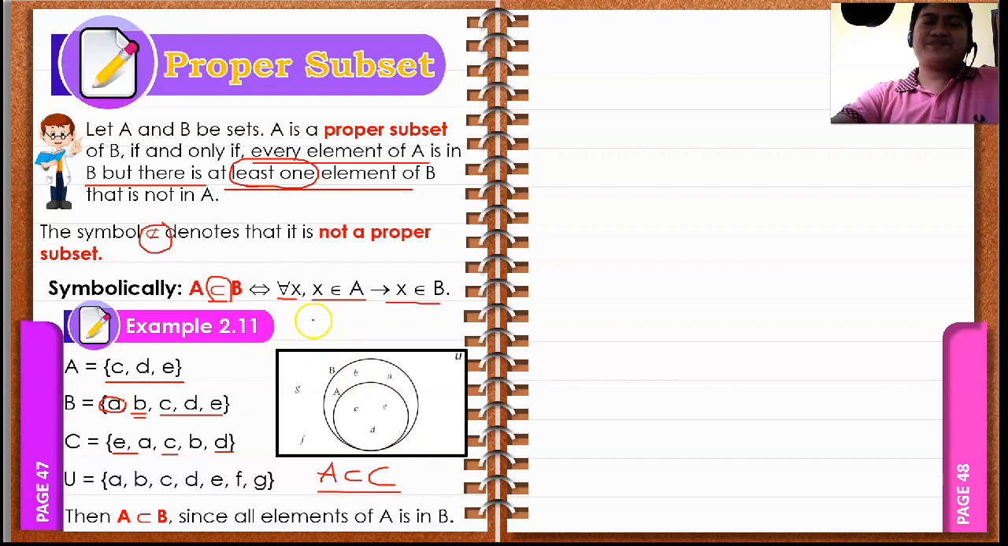How about B and C? Is B a proper subset of set C? In this case, they are the same. Set B, we have A, B, C, D, E. Set C, we have A, B, C, D, E also. And there is no element that is not in C. Therefore, B is a subset of C. Hindi po siya proper subset. It's only a subset because all the elements in B are found in C. But there should be at least one element in C that is not in B para masabi nating proper subset. So B is a subset of C, not a proper subset of C. Okay, so that is the difference between a proper subset and subset.